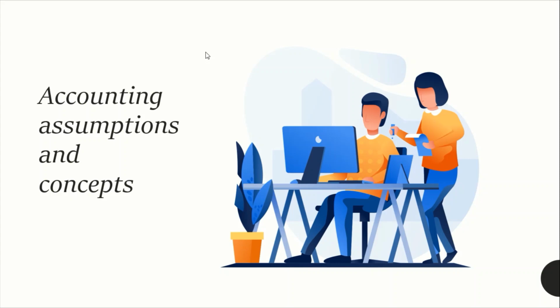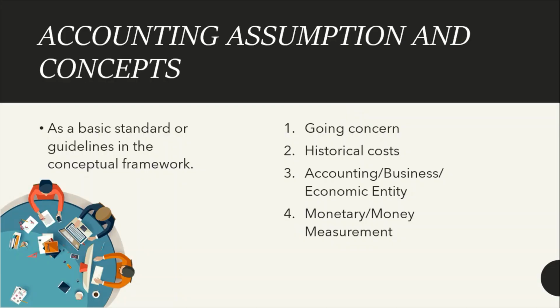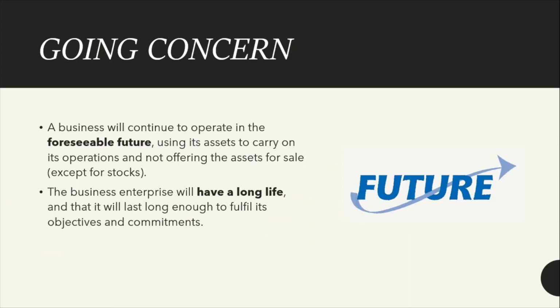Next. Okay, now we go into accounting assumption and concept. It is a basic standard or guidelines in the conceptual framework. So you only learn 4 assumptions and concepts for this semester. First being going concern. Second is historical cost. Third is accounting entity or business entity or economic entity. They are the same. They have many names. It is the same concept. Fourth is monetary or money measurement. Let's begin with going concern.